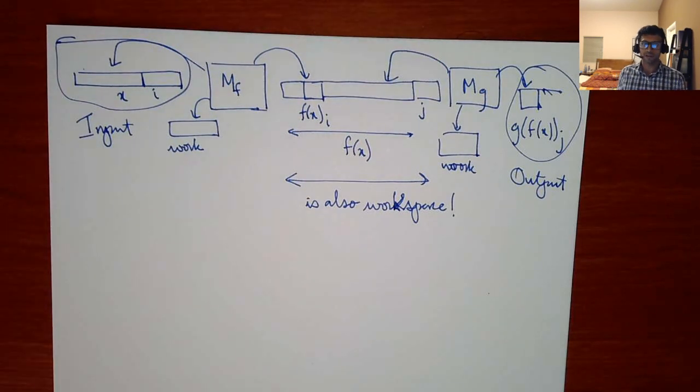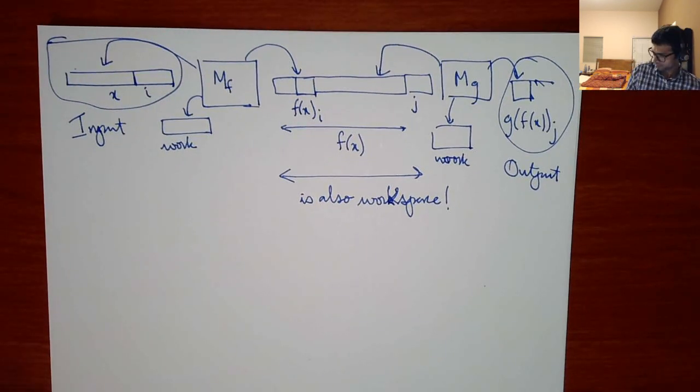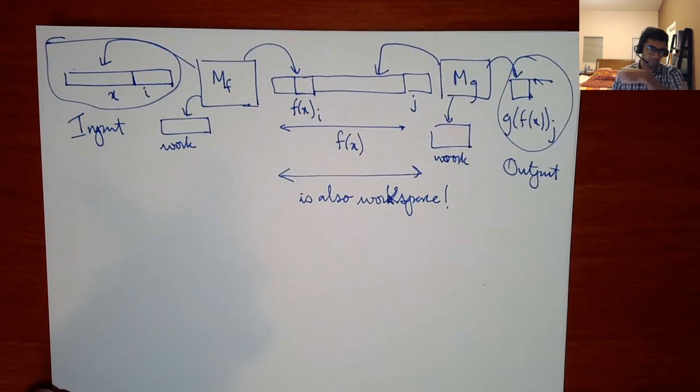So how are we going to resolve this problem? Any ideas? I'll give you a hint. Instead of running mf first and then mg, think of the opposite. Why not just immediately run mg once you receive a bit from mf, and then repeat and reuse space? Well, mg might require many bits. mg in the end is going to probably read through the entire input.